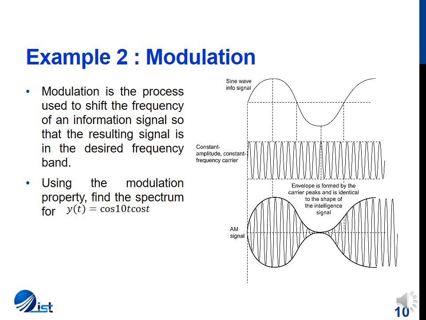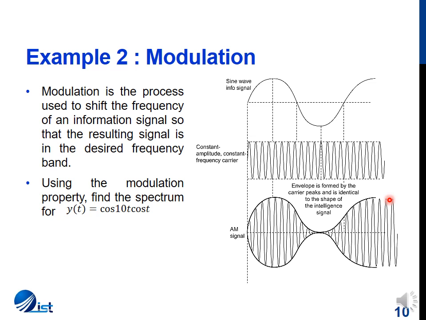On this slide is a typical illustration for sinusoidal amplitude modulation. Here, a sine wave information signal, which is a low frequency signal, is used to modulate a high frequency carrier. The carrier wave is capable of traveling large distances. So as a result, the time domain waveform of such a signal looks like this.